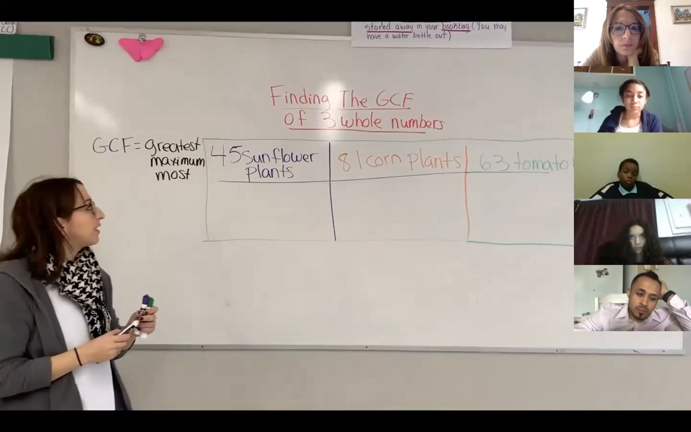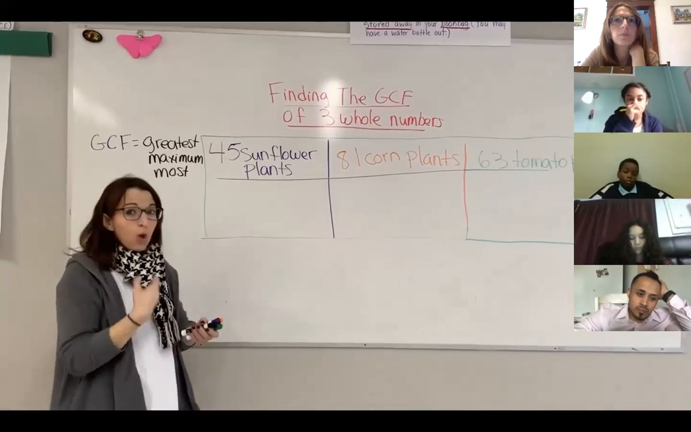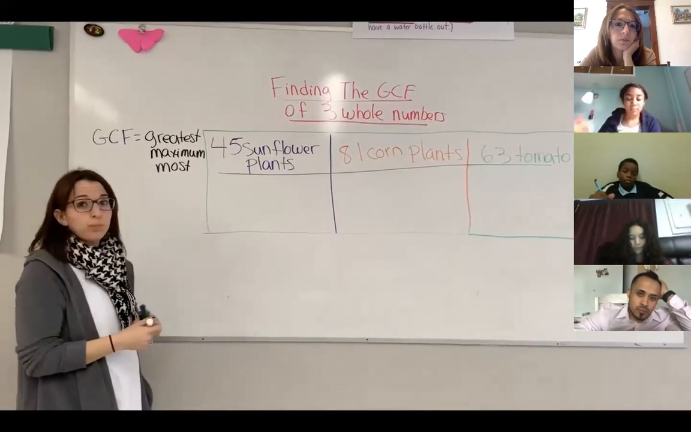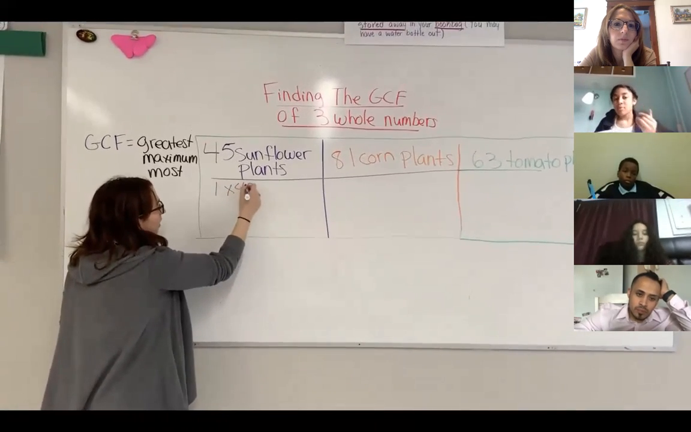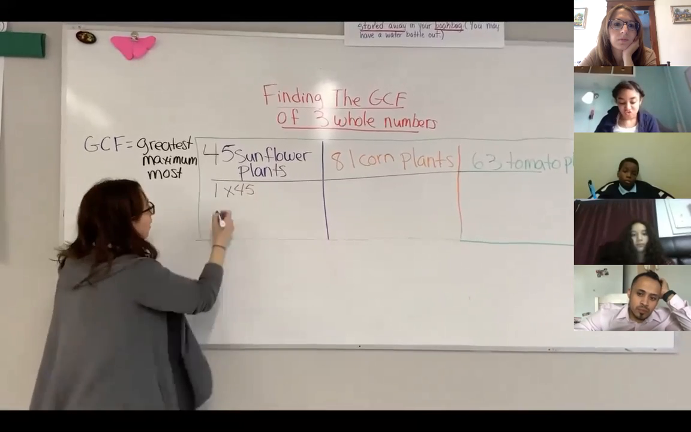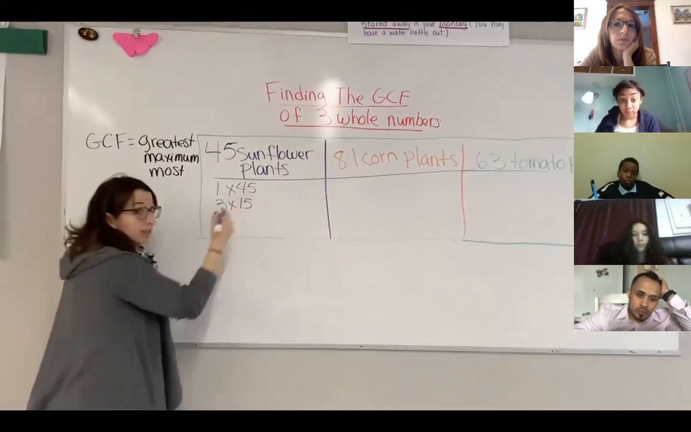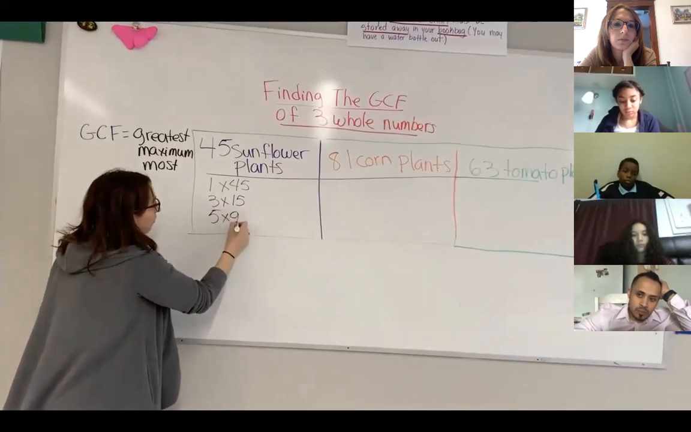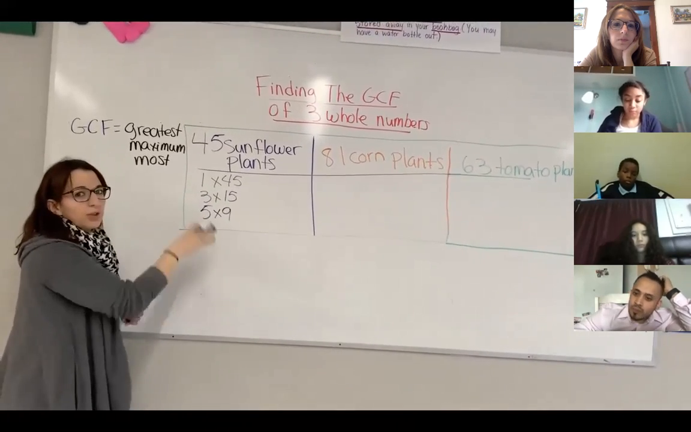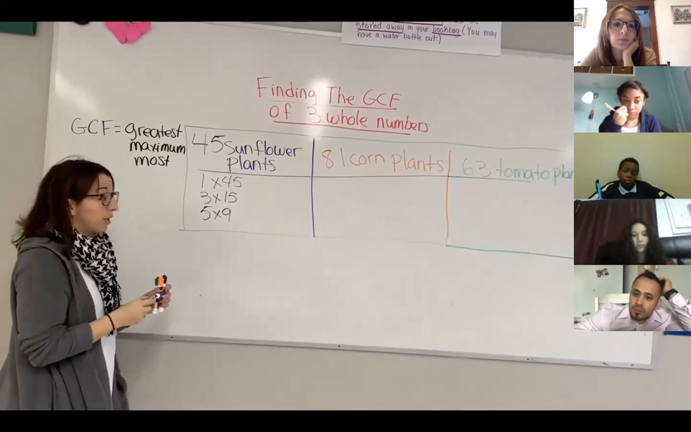So remember, when you find the GCF, you're listing 2 numbers that equal the product. We got 45 sunflower plants. We want to know what are 2 numbers that multiply to 45. 1 times 45 is equal to 45. 3 times 15 is equal to 45. And 5 times 9 equal to 45. Those are the only factors that equal 45.